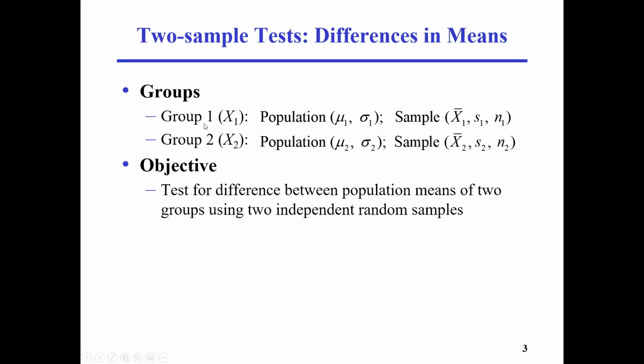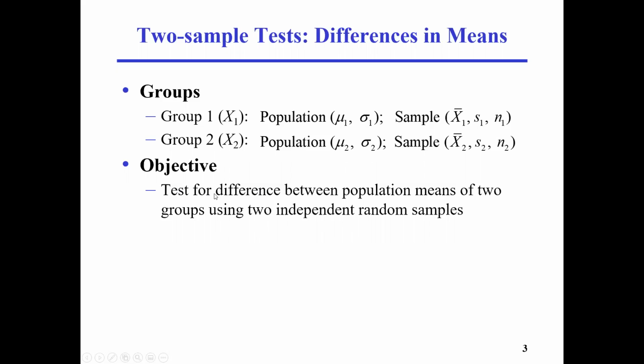So now we have two groups, X1 for group 1, X2 for group 2. We have two populations with two means and two standard deviations. Of course, eventually we have two samples. For sample 1, there is a mean value, X1 bar, a standard deviation, and a sample size. For sample 2, it's similar. So the objective: the two sample test is for difference.